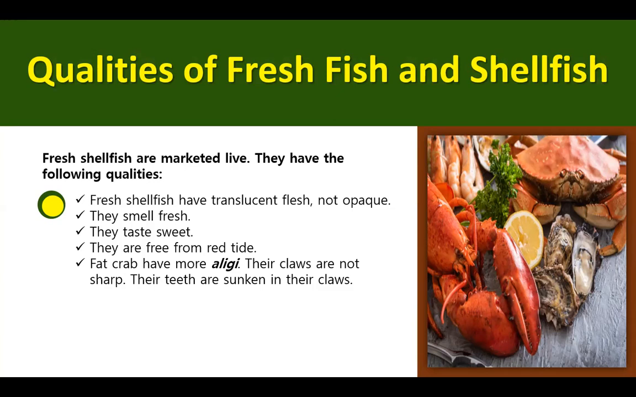Fat crabs have more algae. Their claws are not sharp. Their eyes are sunken, and their claws.